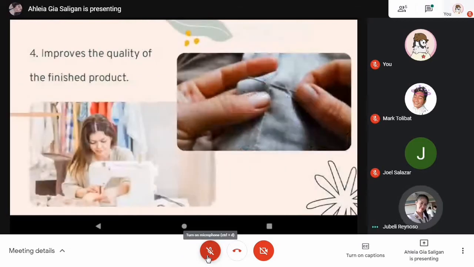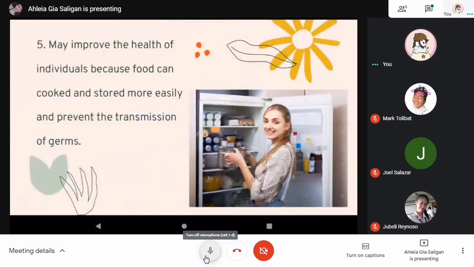Number four, improves the quality of the finished product. So, in this generation, we use machines that can help us to create items that can be a product. Number five, may improve the health of individuals because food can be cooked and stored more easily, and it prevents the transmission of germs. Nowadays, almost all of the houses in this world have refrigerators, and we cannot just store food in it, but also prevent germs that can help us prevent diseases.